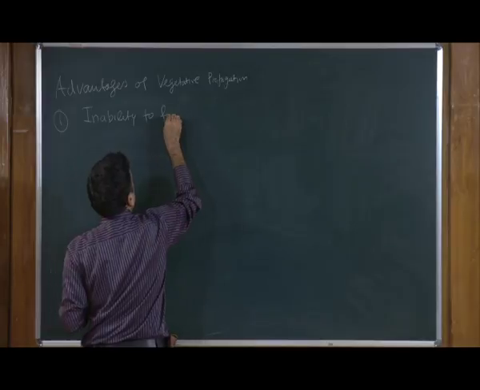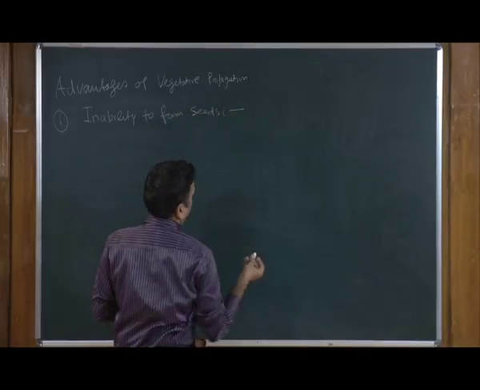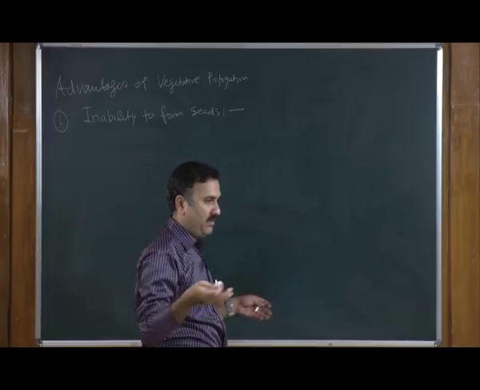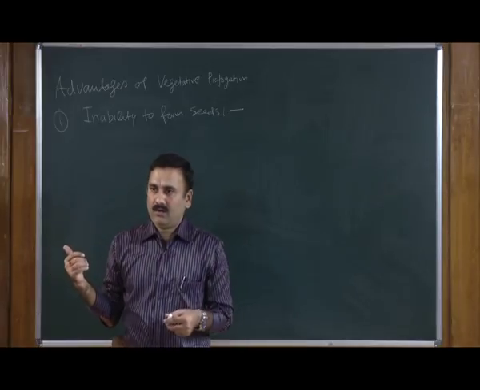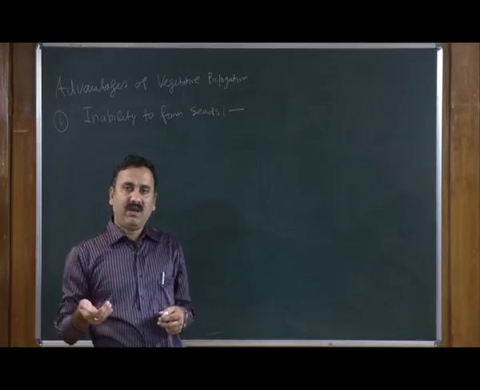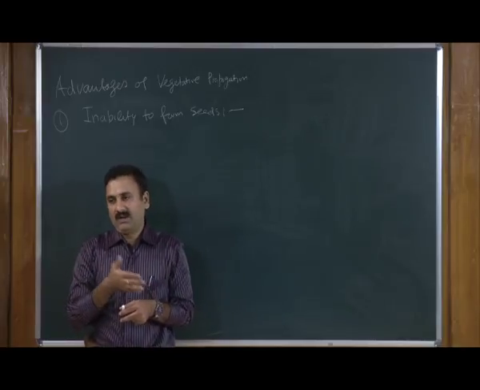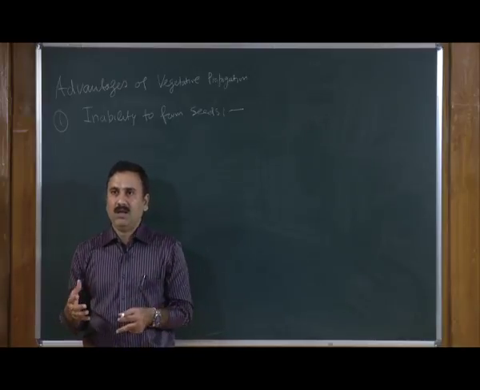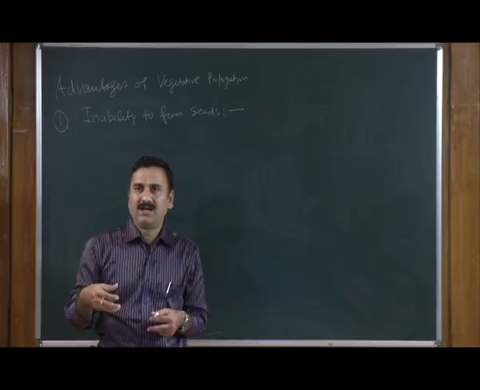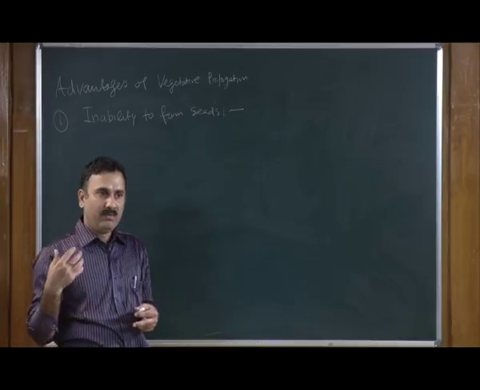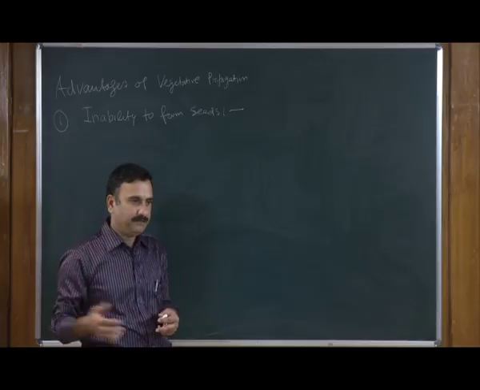Inability to form seeds. There are many examples where plants are not able to make seeds because they have several types of hurdles in getting either the pollination working or the fertilization working, and those kinds of plants are normally propagated by vegetative methods.